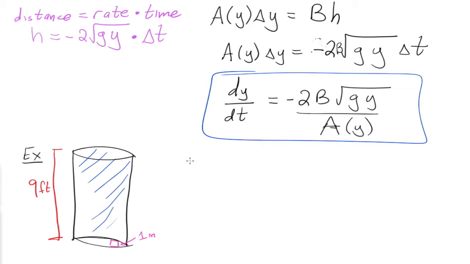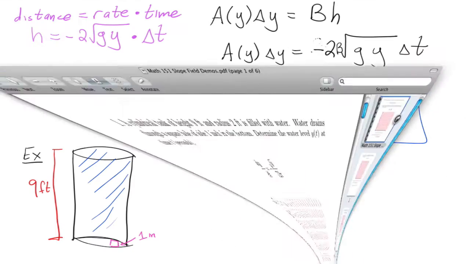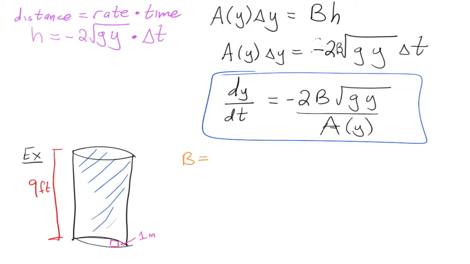So why don't we figure out what all this stuff is? So what is B equal to? 1 squared. What do we have to be careful with? Units, right? We've got feet for the height, inches for the hole, so we should turn the inches into feet. So 1/12 foot. So the base is 1/12 of a foot squared, right? You guys agree?